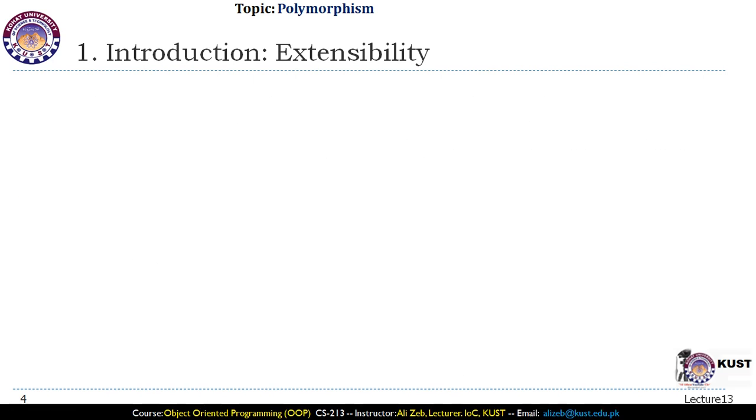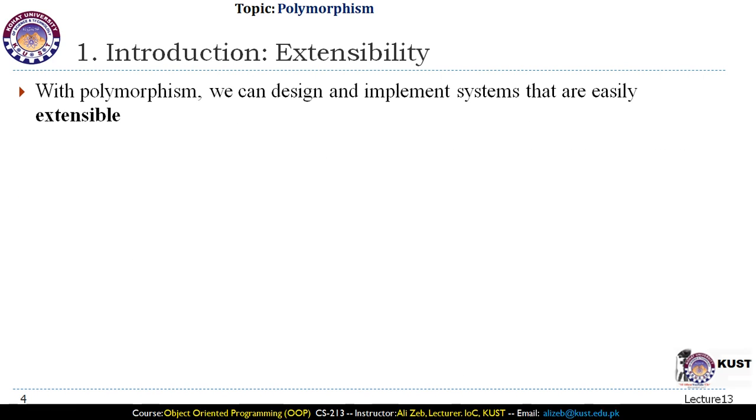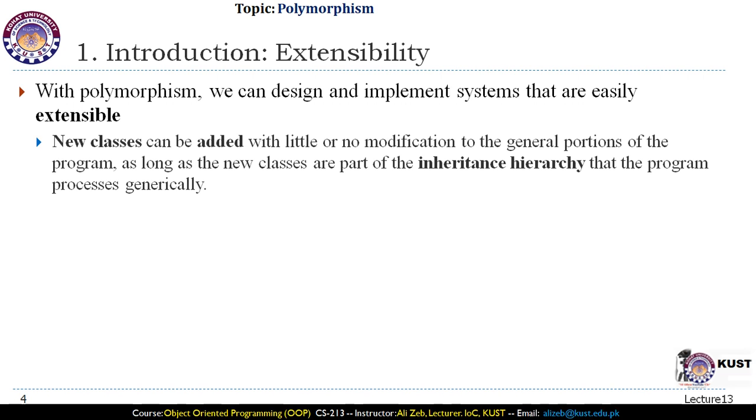Polymorphism allows us to use extensibility. With polymorphism, we can design and implement systems that are easily extensible. We can extend our system without making many changes to our existing system. And this is what we discussed in our inheritance discussion. New classes can be added with little or no modification to the general portions of the program, as long as the new classes are part of the inheritance hierarchy that the program processes generically.